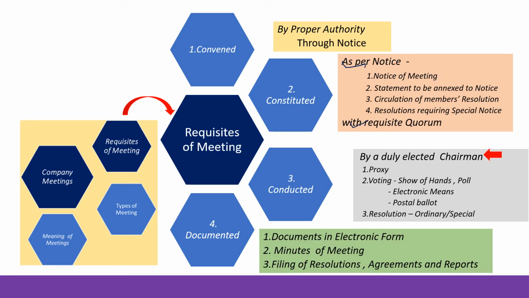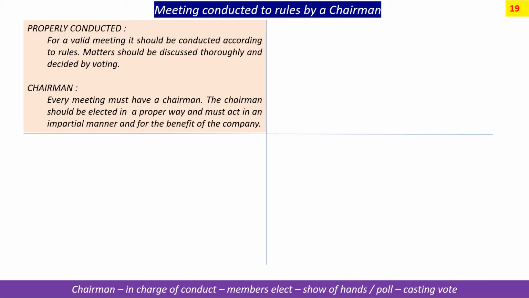Notice and quorum having seen, now we are talking of conducting a meeting. How has it to be conducted? It has to be conducted by a chairman. Let's look into the chairman part of it. Properly conducted means it is a valid meeting, conducted according to rules decided by voting. Every meeting must have a chairman and he should be elected in a proper way and he should act in an impartial way.